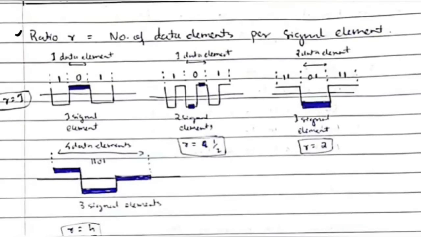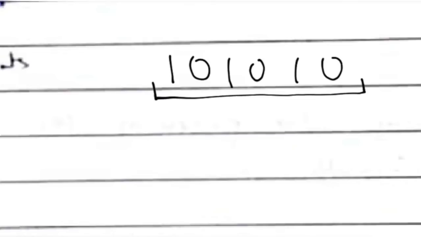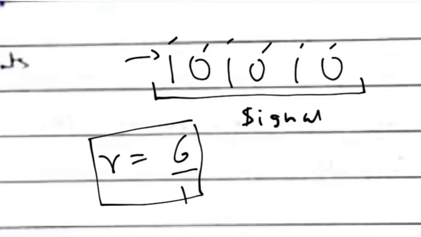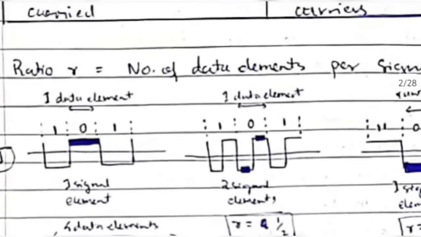After knowing the difference between these, let's understand what the ratio R is. Ratio R is very important; it comes up a lot in numericals. Ratio R is the number of data elements per signal element. As in the example, the group of bits, how many bits are considered as a single signal element, that many is the ratio R. The number of bits in this case is 1, 2, 3, 4, 5 and 6. So if this is considered as a single signal element, then the ratio will be 6 by 1, which is 6.